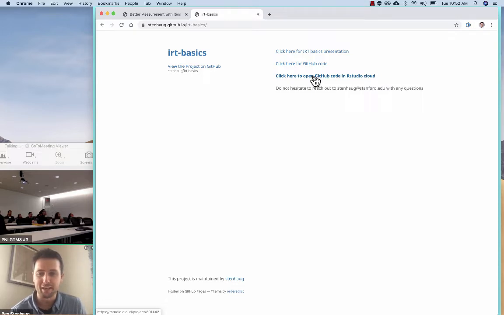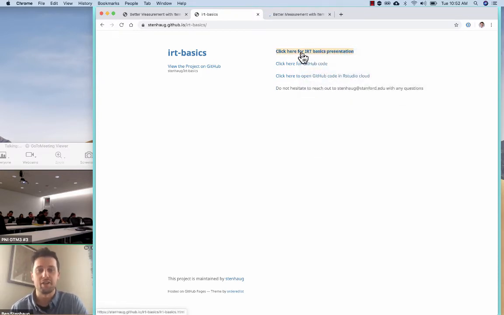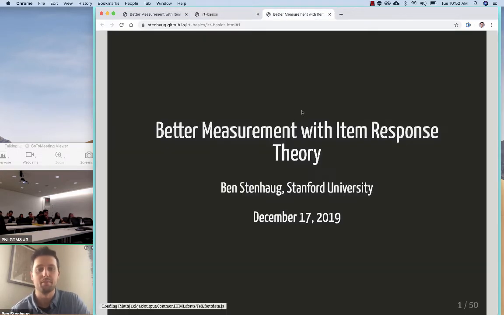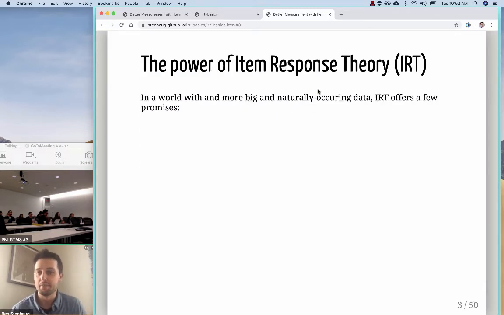I don't know if we'll get to it in this, but you'd have the option to open up in RStudio Cloud the code and the data behind everything I'm going to be presenting on. So it's a really nice way to make it interactive, potentially, for people running R code, et cetera. To illustrate it to you, I'll click back into the presentation to demonstrate that I'm not pulling some magic trick on you. It is actually indeed the presentation that we'll be going through.